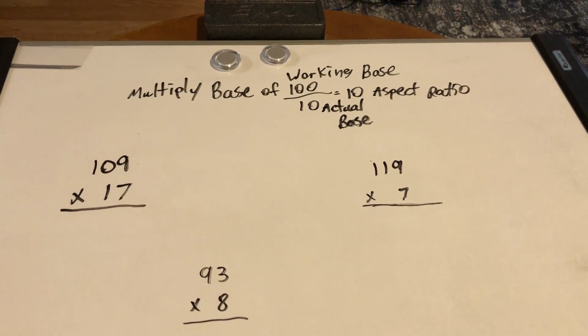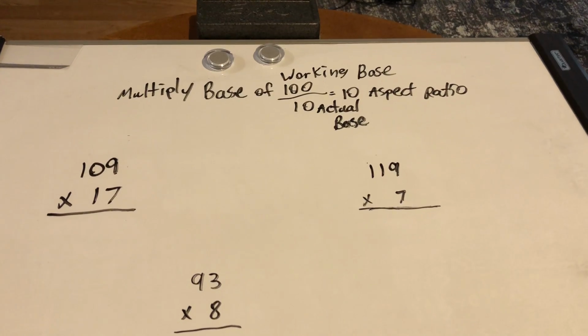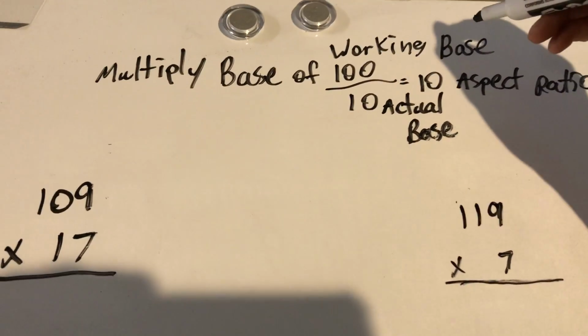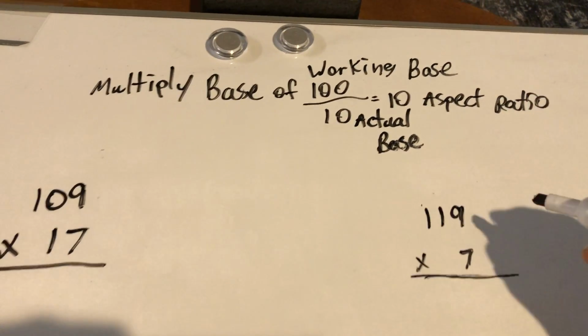Hey guys, today I'm going to teach you folks how to multiply using a working base of 100 over an actual base of 10, which equals 10 as your aspect ratio. So 100 is the working base, 10 is your actual base, and 10 equals the aspect ratio. So here we go.